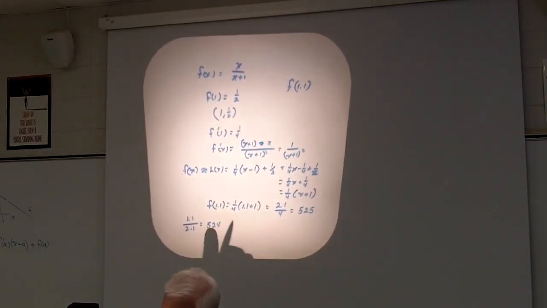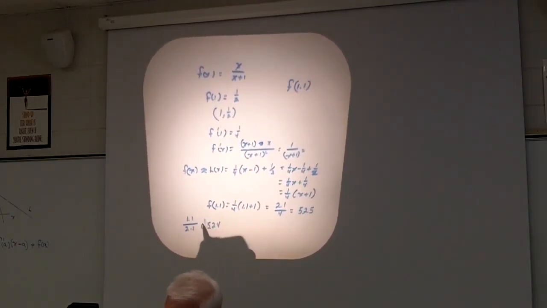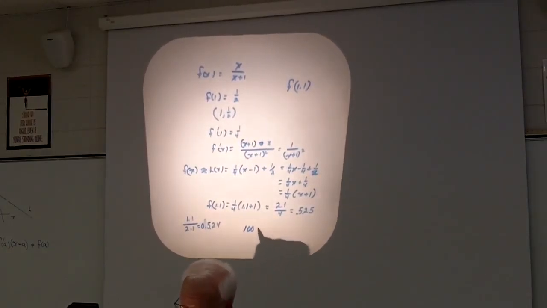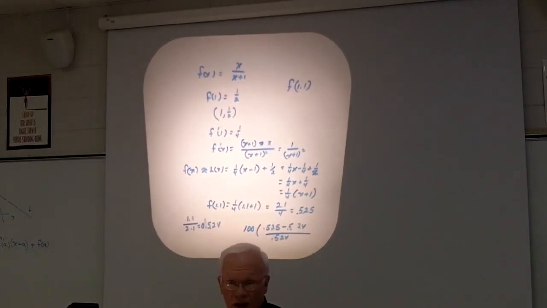Is it supposed to be 5.24? No, 0.524. Okay, and the author says, how do we find the error? Percentage error, times 100 for the percentage, because we're going to give it in percents. Then we have the approximation, which is 0.525, minus the actual, 0.524, over the actual. That turns into less than 0.2%, or a little more than 0.2%. So know how to get that error calculation.